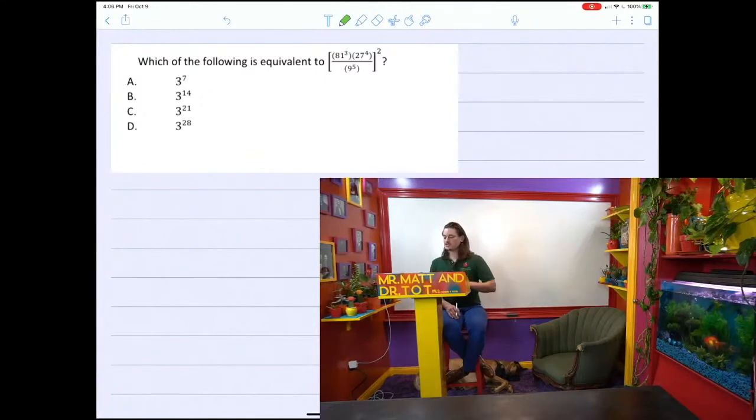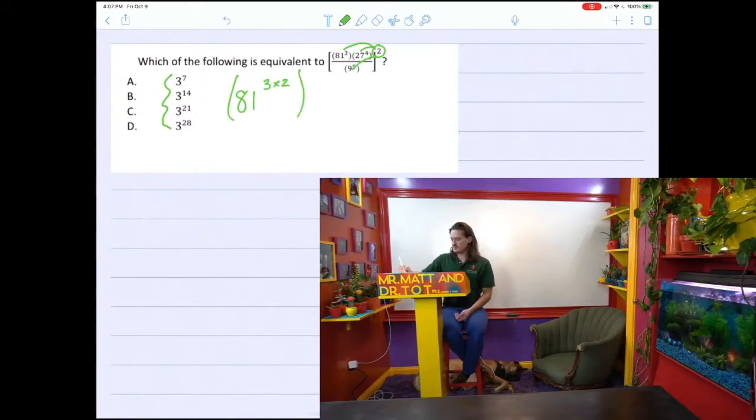Okay, so for this guy, we ultimately need to rewrite everything in terms of a base of 3, as is indicated by the answer selections. They all have bases of 3. But we also have this power on the outside of these brackets, so we need to deal with that. That needs to go to everything, all 3 of these values, the 2 numerators and the 1 denominator. So this is going to be the same thing as 81 to the 3 times 2 power, times 27 to the 4 times 2 power, over 9 to the 5 times 2 power.